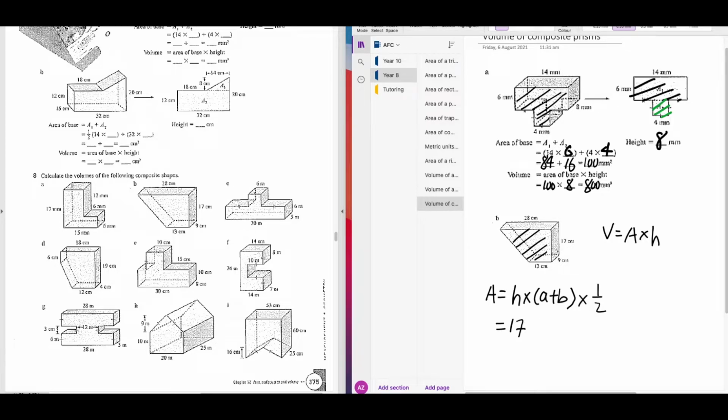Alright, by the way, do not get confused between the height of the trapezium and the height of the prism. The height of the prism is 9. The height of the trapezium is 17. And what's A? A is 28. B is 13. Times by half.